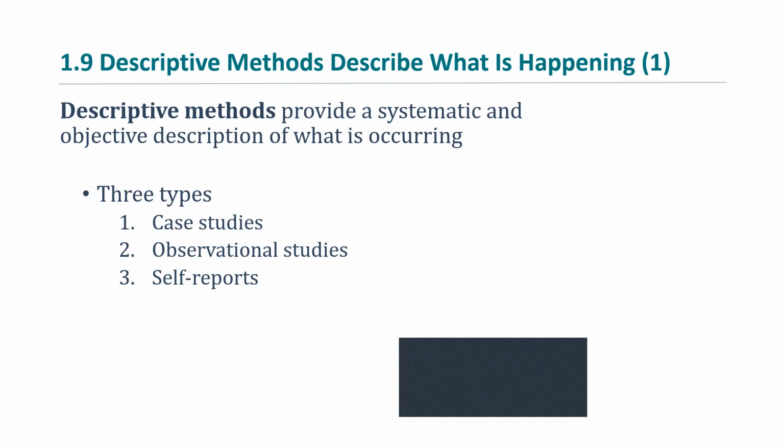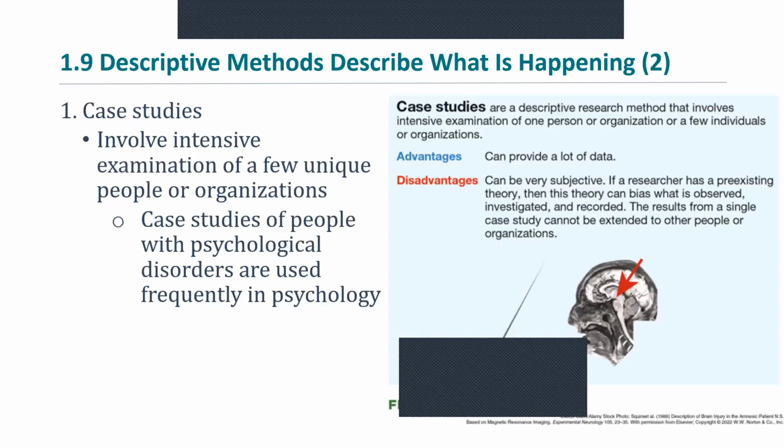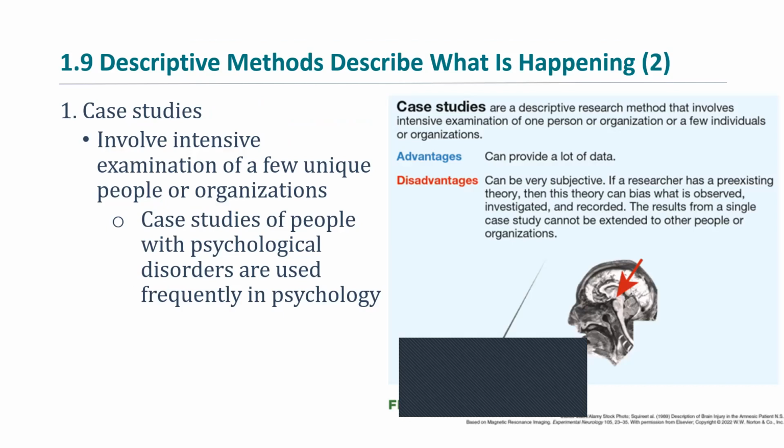There are three types of descriptive methods that we'll look at: case studies, observational studies, and self-reports. Case studies are kind of interesting. A case study is where you study sometimes a single person or maybe a small number of people for an extended period of time.